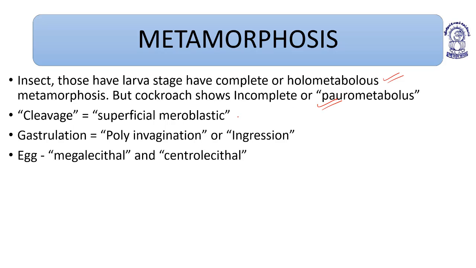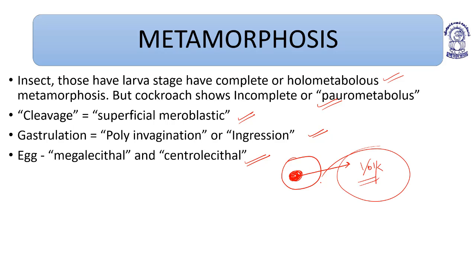Cleavage is superficial meroblastic. Gastrulation is of the ingression type. The egg is megalolecithal or centrolecithal, meaning the yolk is at the center. Understood? So the insect shows metamorphosis of two types: holometabolism and incomplete metamorphosis. Cleavage is superficial meroblastic, gastrulation is ingression, and the egg is centrolecithal.